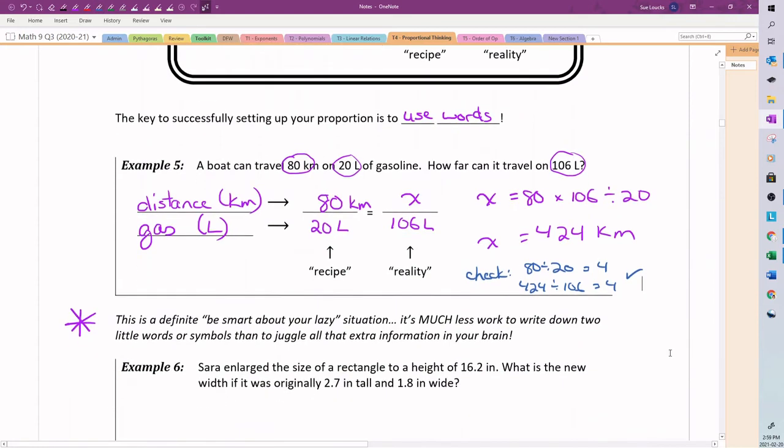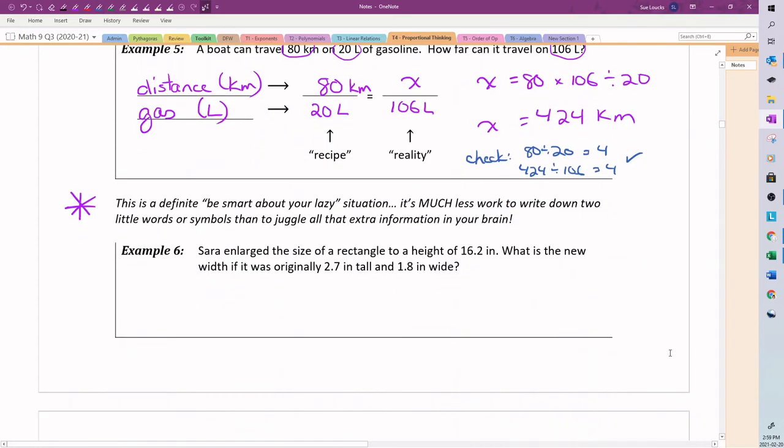All right, another example. Sarah enlarged a rectangle to a height of 16.2 inches. What is the new width if it was originally 2.7 inches tall and 1.8 inches wide? This time all my units are the same, all in inches, but I'm talking about how wide my rectangle is and how tall it is. So I'm going to make those my words. Then I set up my proportion, line equals line, and my recipe is the original.